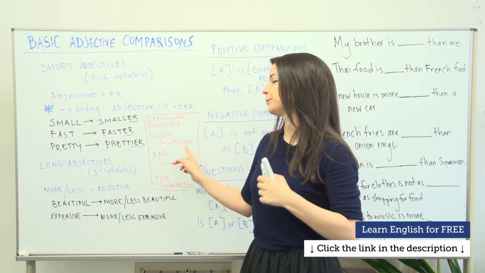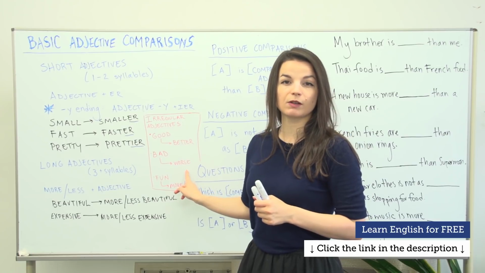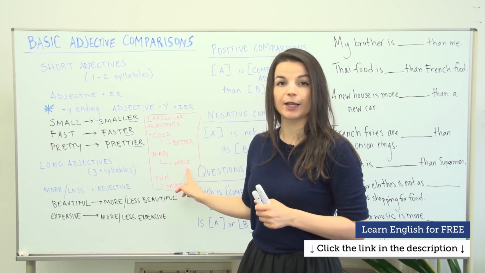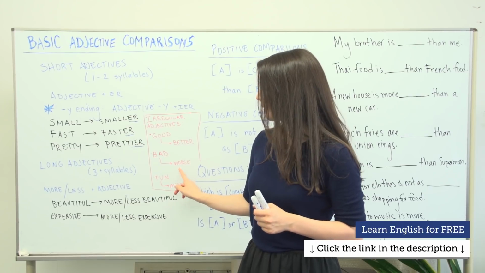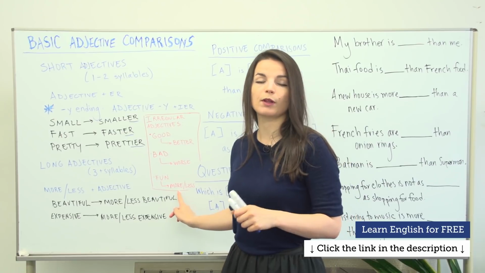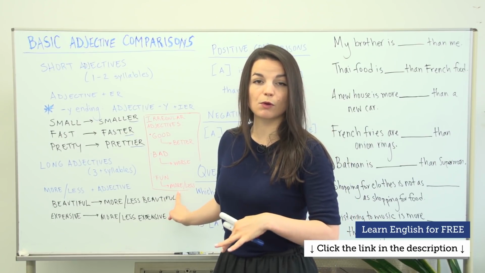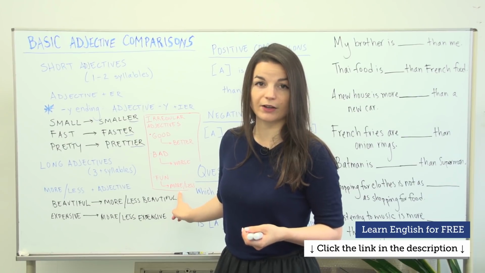Good becomes better. Bad becomes worse. We do not use badder or more bad. Please use worse. Bad becomes worse in the comparative form. For fun, the long adjective rule applies to fun. So please use more or less in front of the adjective fun to make the comparative form.